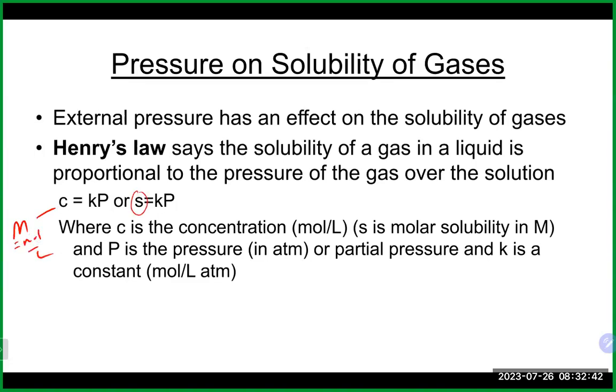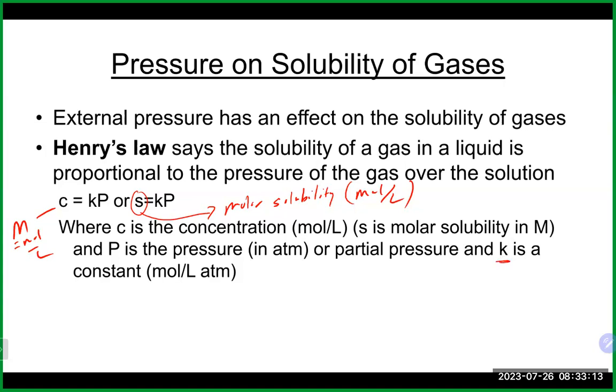Sometimes people will use S instead of C, and S is the solubility or molar solubility, which is also surprisingly moles per liter, which is basically the same thing. So sometimes people refer to this as the molar solubility, or some people will just refer to it as the concentration, but it's basically molarity in each of those cases. P is the pressure in atmospheres, and K is the constant, or Henry's law constant, and it is based on the gas that you are dealing with.